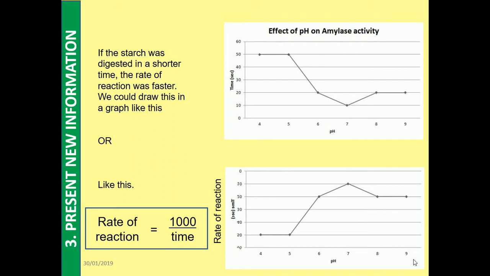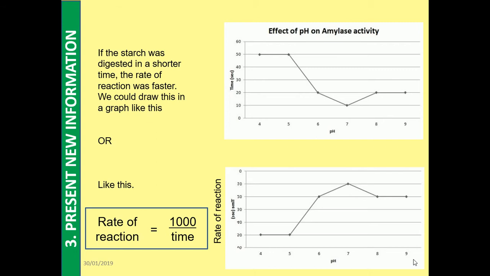So that top graph looks like a mirror image, as if it's been flipped over from the rate of reaction graph. What we know to be a good pH for the amylase, which on the previous graph was 6, here looks more like 7, giving us a very short time. Then I've taken that graph and flipped it over like a mirror image, and we can see what looks more familiar to us, which is the rate of reaction graph.